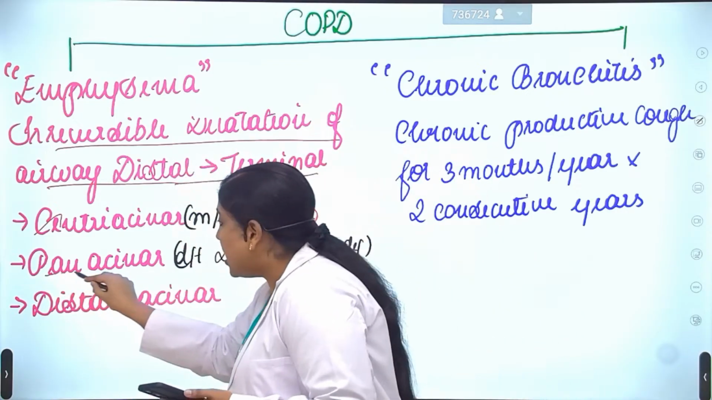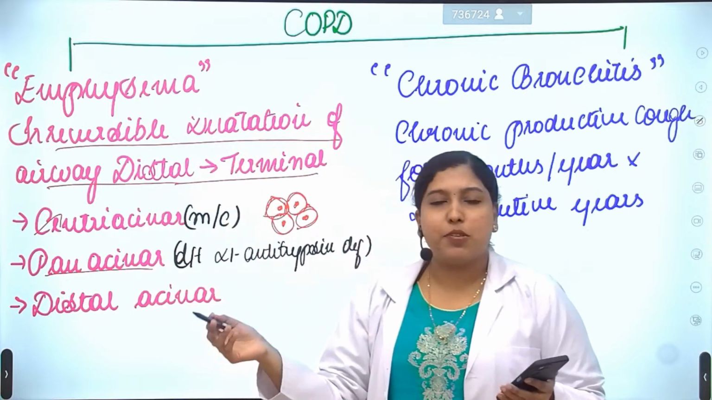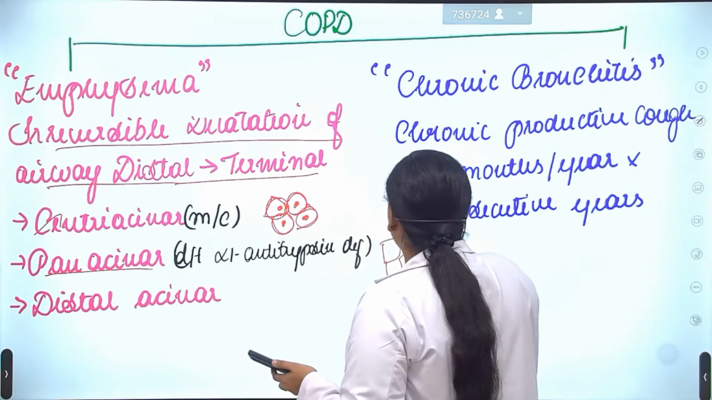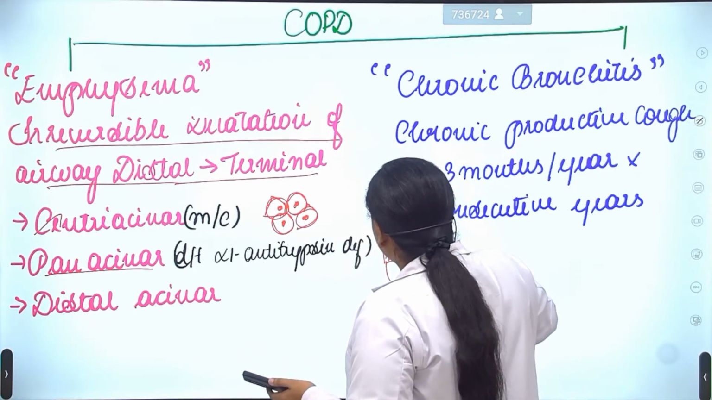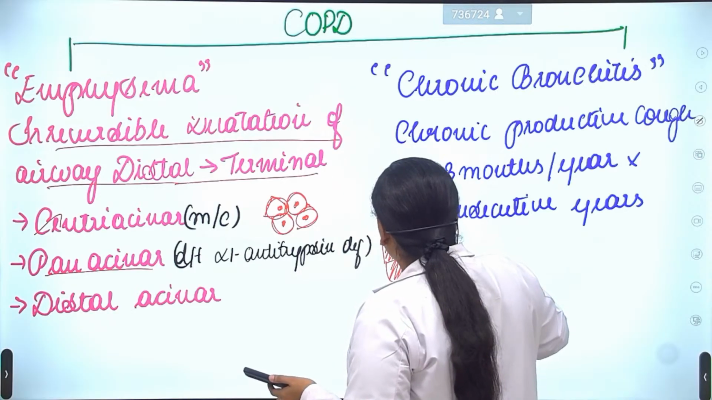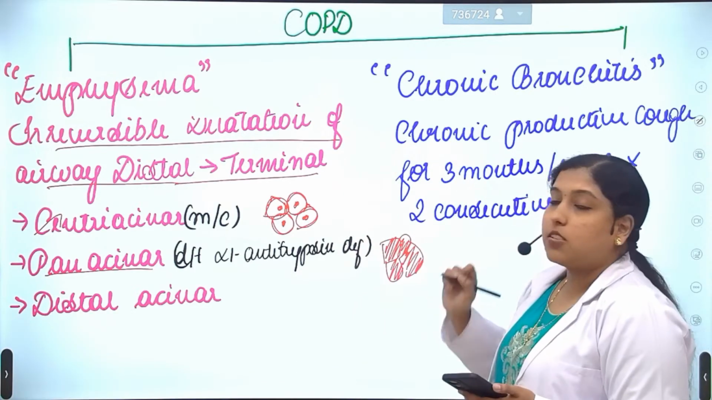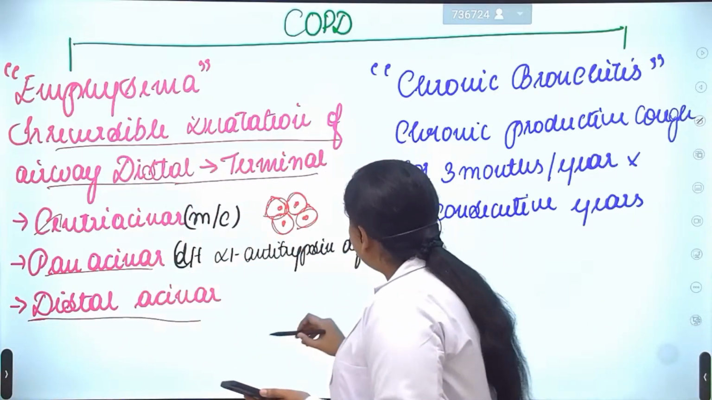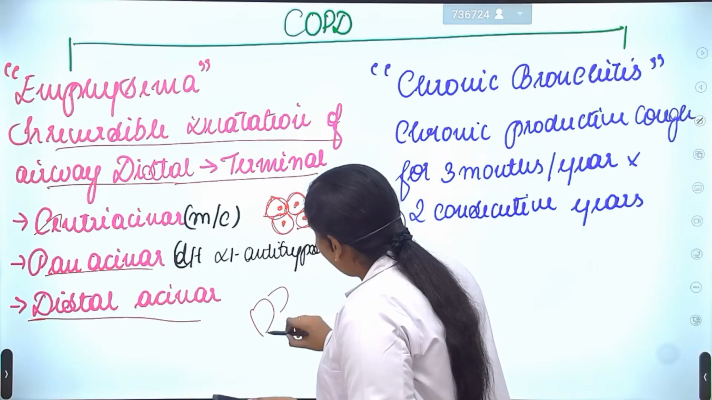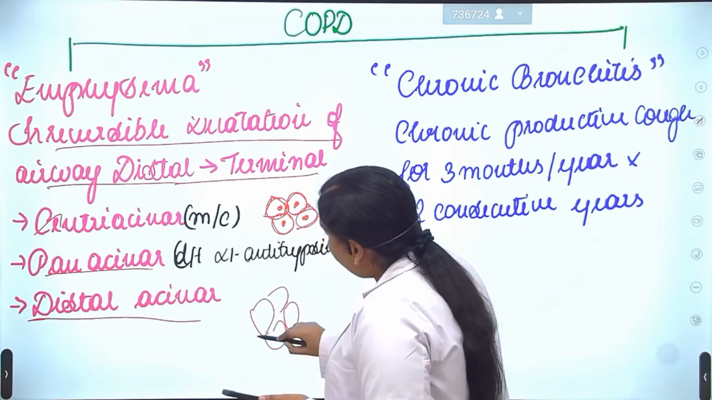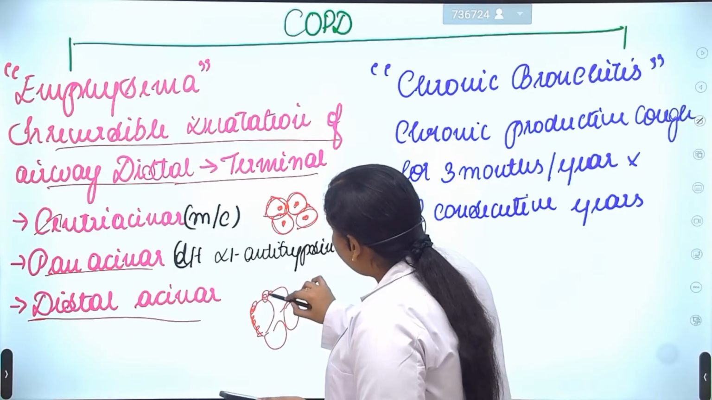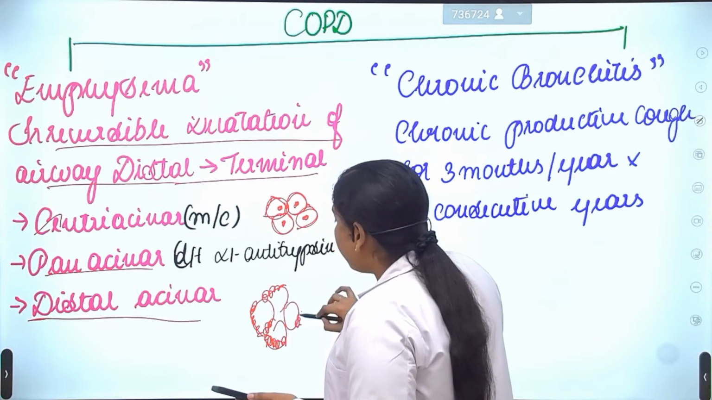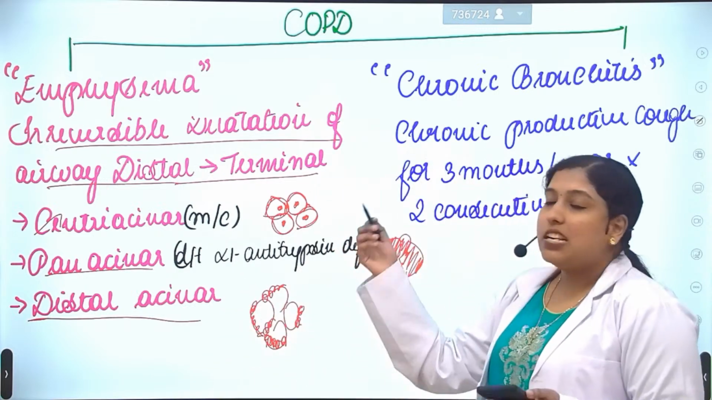Whenever you see the word pan-acinar, think pan-India, which means all over. For example, if you talk about these acinars, here everywhere there is a dilatation and hyperinflation, that is termed as pan-acinar. Next we have distal acinar. Distal acinar means, again considering these acinars, at the end of each acinar there will be dilatation, and it will be very irregular. That is termed as distal acinar emphysema.